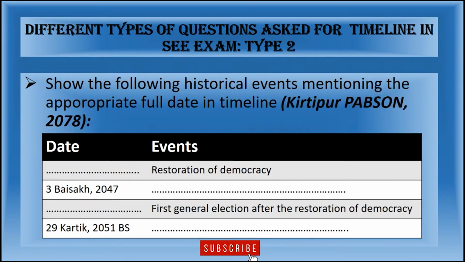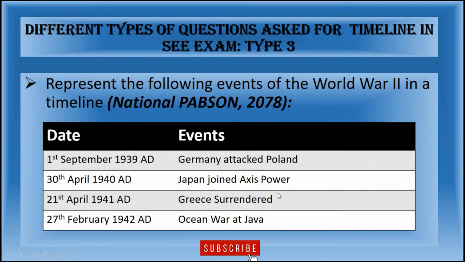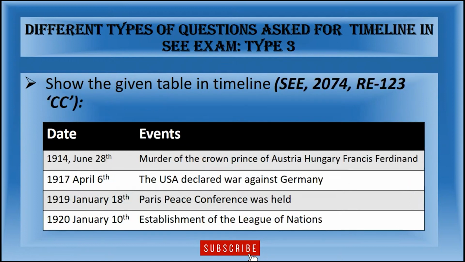In type 2 you have to fill the date yourself or you have to fill the event yourself, but here all the events and dates are given. And another example: show the given table in a timeline. It is asked in SEE 2074. Look, here also dates and events are all given.